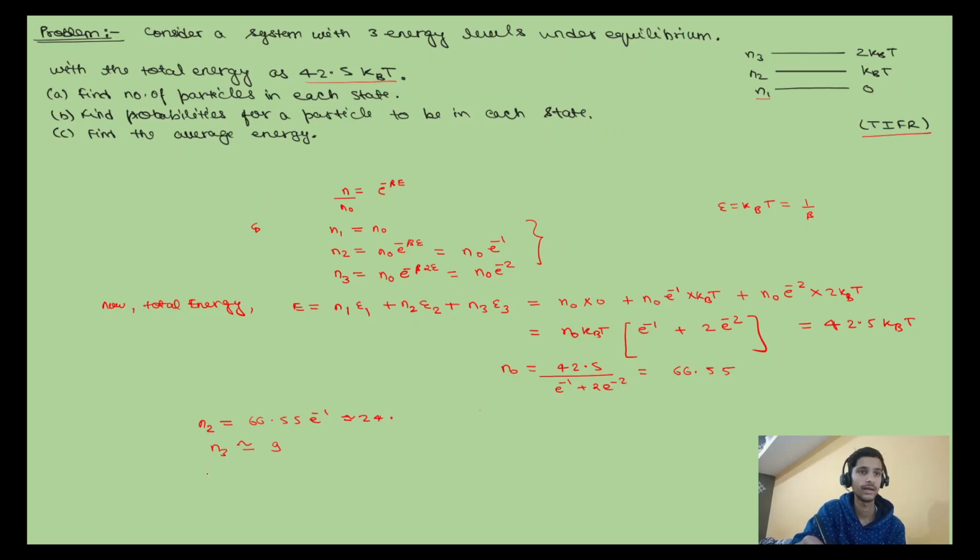The total number of particles will be n1 plus n2 plus n3. If you add all these three numbers, you will get around 100. Okay, so the first question is done, the number of particles. Now let's try to find the probability for each particle to be in each of these states, and then we will find the average energy.